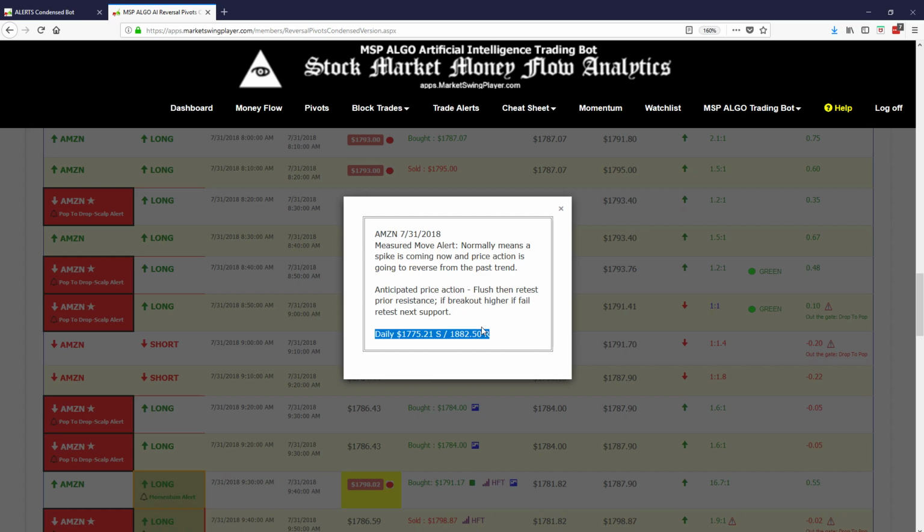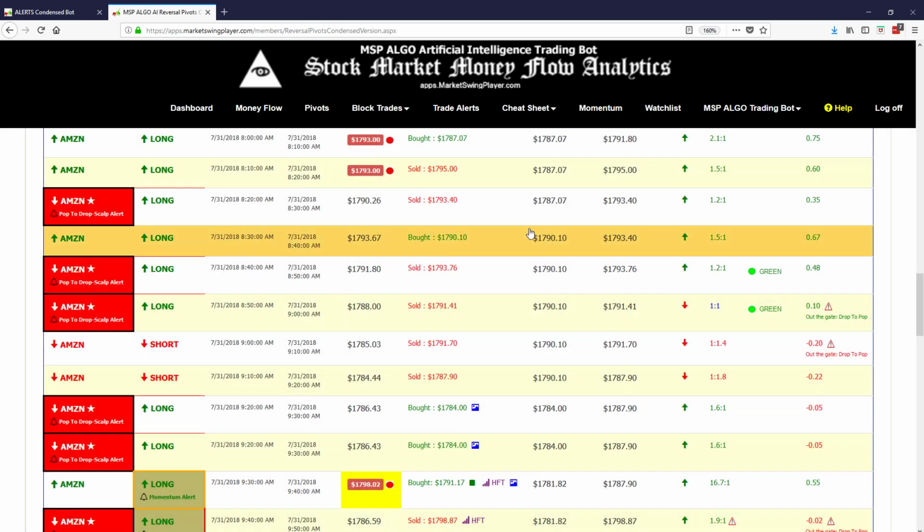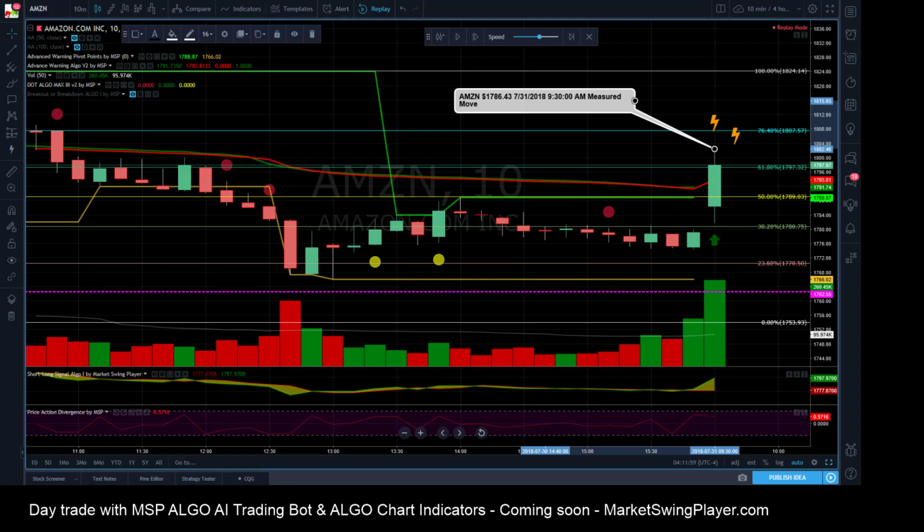Okay, so we know that a spike's coming. That's pretty much what this is saying. So what does that mean? Let's look at the chart. Okay, so I know a spike is coming here. Not sure if it's a pop or a drop. Let's say I just didn't look at anything else. Of course I could look at other things, but I just want to focus on finding out if it's a pop or drop, just looking at a measured move alert only.